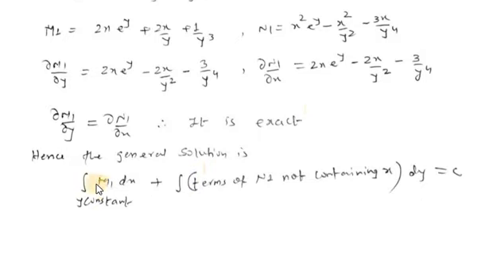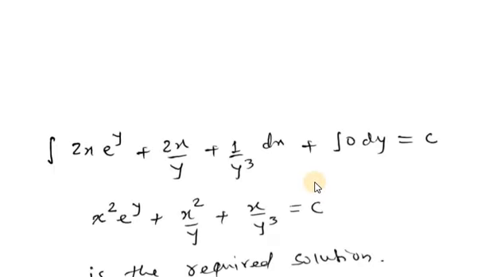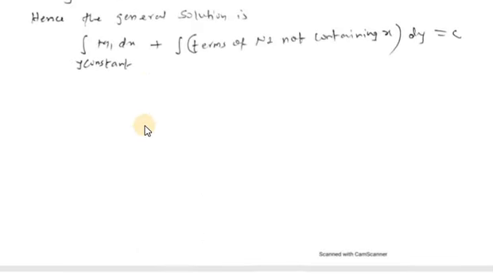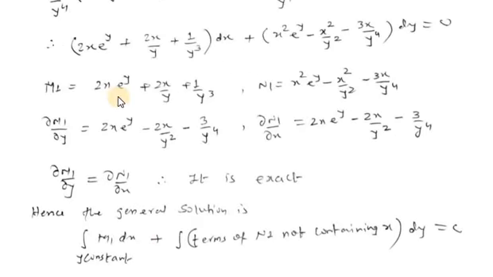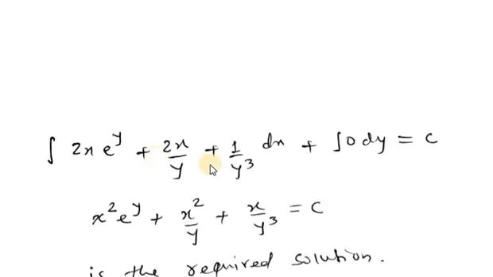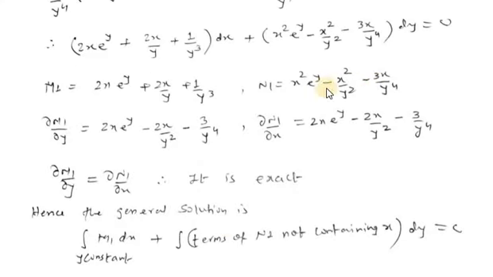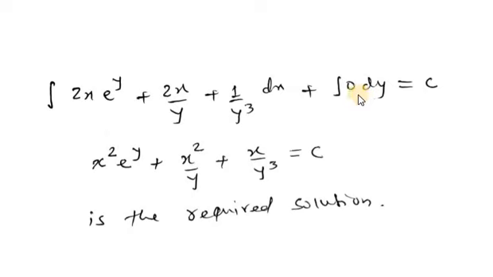Hence its general solution is integration, y constant, M1 dx plus integration of terms of N1 not containing x, dy, equals c. So integration, y constant, this whole term is M1. You can see M1 is 2x e raised to y plus 2x by y plus 1 by y cube, right? And then terms of N1 not containing x, that is absent. You can see from N1. Okay, so we have written 0 over here.